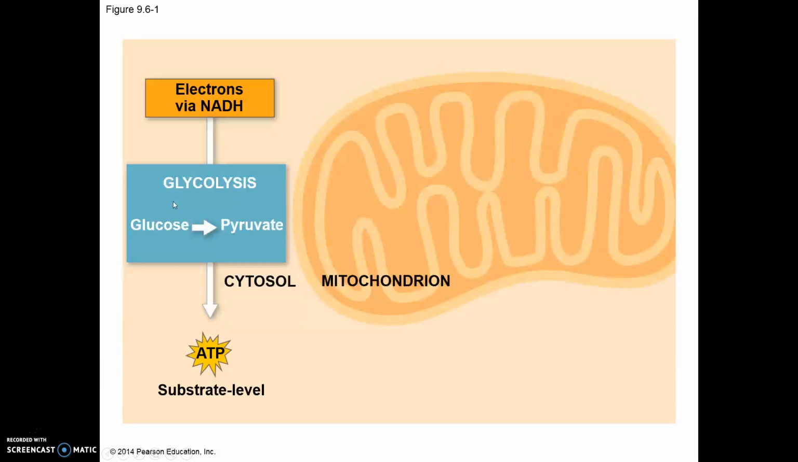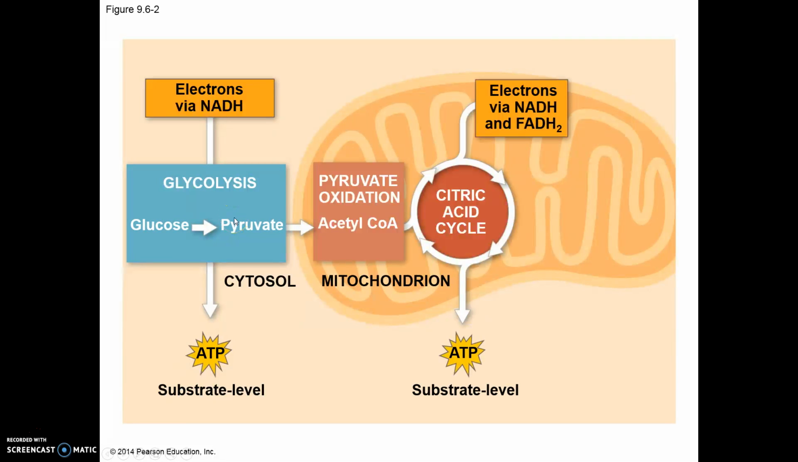This all happens in the cytoplasm. We've generated ATP and also electrons. It now gets imported into the mitochondria, and there it goes through a process that we call pyruvate oxidation to produce acetyl-CoA. This gets dumped into the citric acid cycle, where we finish off gleaning all the electrons and make a little bit more ATP.